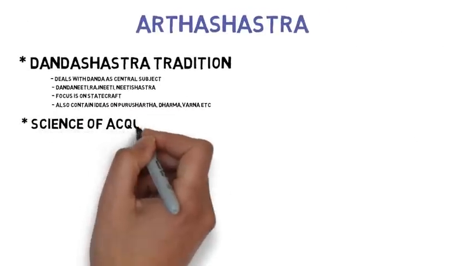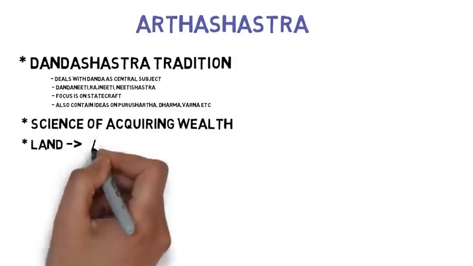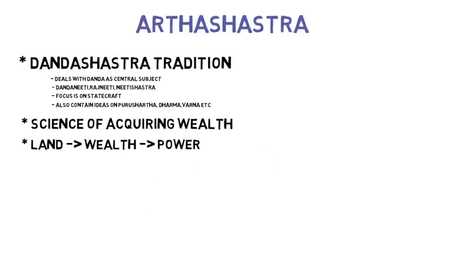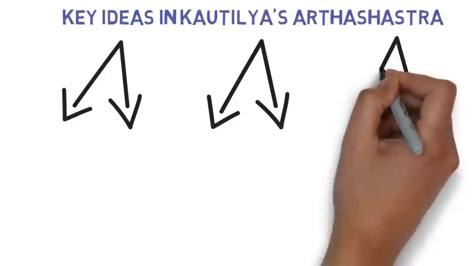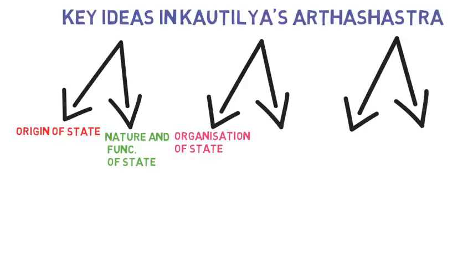Arthashastra means the science of acquiring wealth. Thus, Arthashastra deals with the strategies of acquiring wealth or land and managing power. Out of Arthashastra works, Kautilya's Arthashastra is the most well-known text. So let's see what were the key ideas present in Kautilya's Arthashastra. The key ideas were his ideas of origin of state, nature and function of state, organization of state that included the Saptanga theory, his ideas on diplomacy that included the fourfold principles and the Shadgun Siddhant, his comparison with Machiavelli, etc.